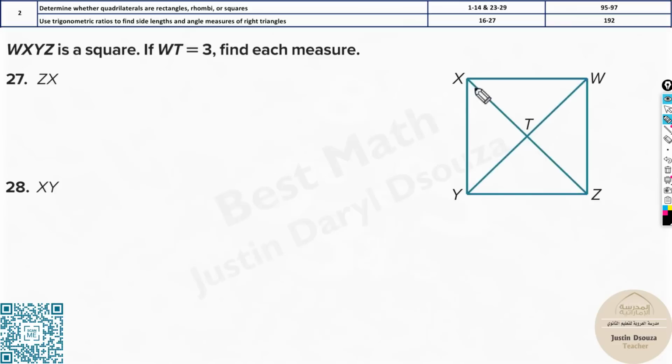Oh, now it's a different square. WT is given. See, this one is given to be 3. Okay. WT. ZX is over here. This is the total length. Okay. This one we need to find.